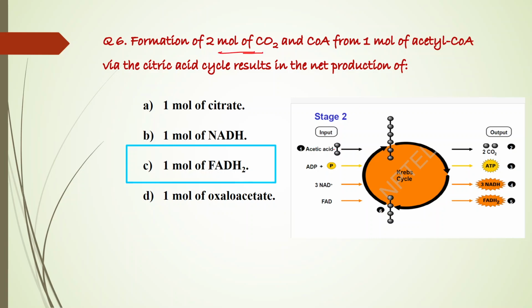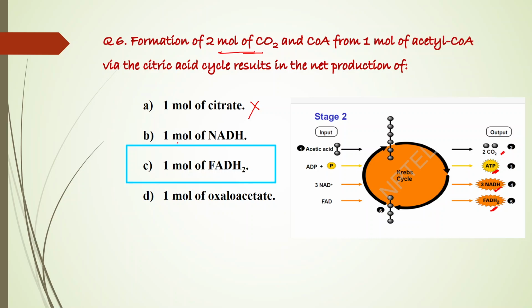In this process you have the generation of what other things: 1 mole of ATP, 3 moles of NADH and 1 mole of FADH2. Now let us look at the options. Do we have 1 mole of citrate formation in the output? No. So this option was definitely wrong.